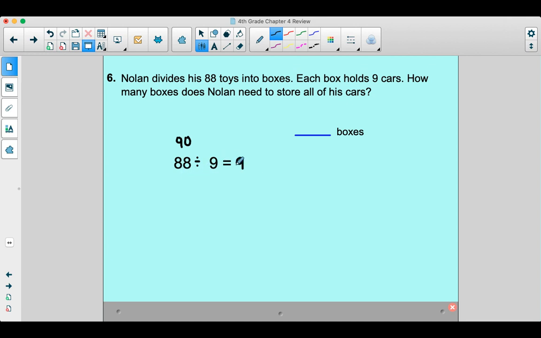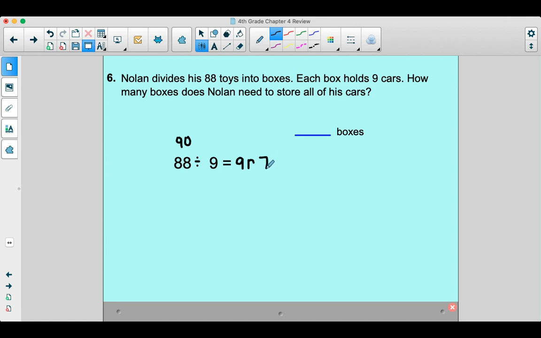88 divided by 9 is 9 with a remainder of, let's see, 9 times 9 is 81. So that would give me a difference of 7. So it's going to have a remainder of 7.